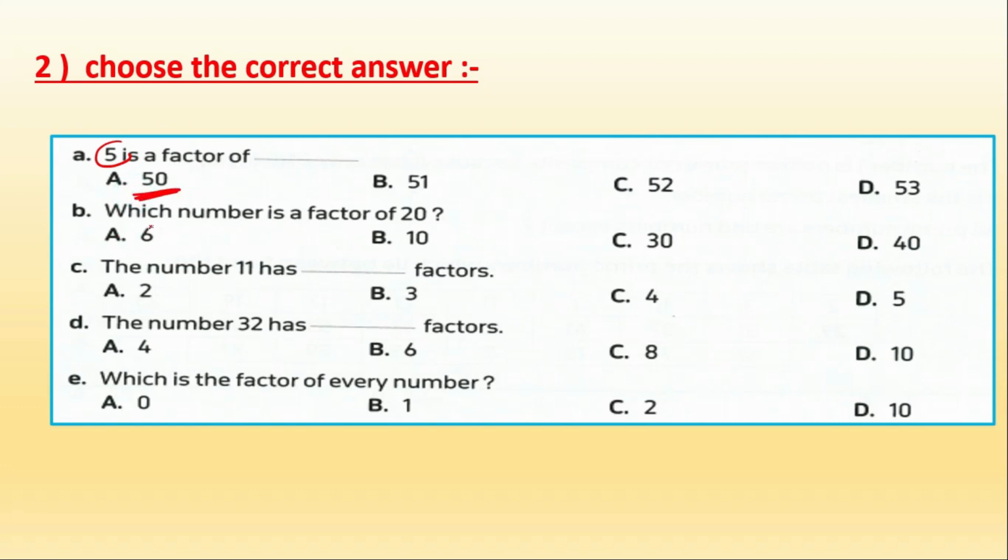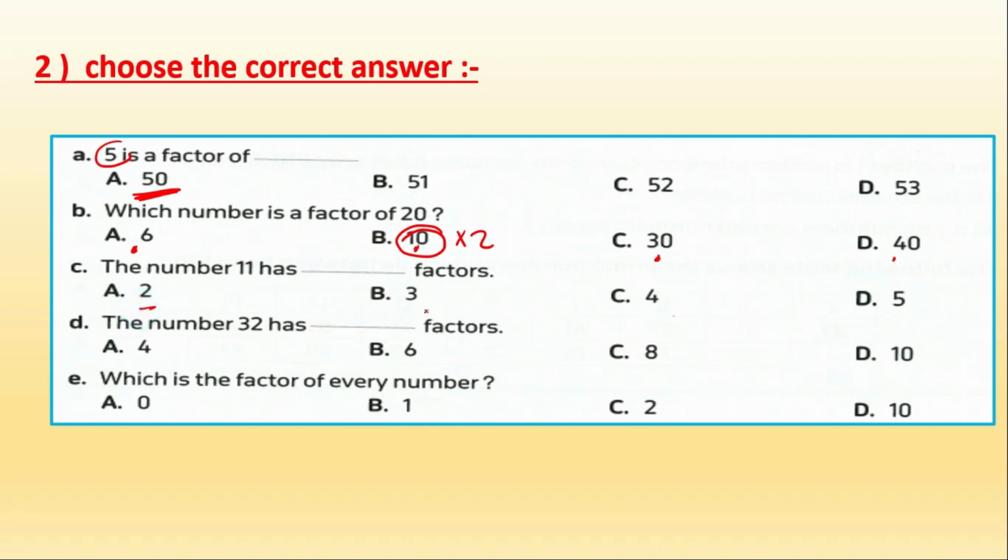The next one, which number is a factor of 20? 6 or 10 or 30 or 40. Factor of 20 must be 10. 10 times 2 equals 20. Got it? The number 11 has how many factors?